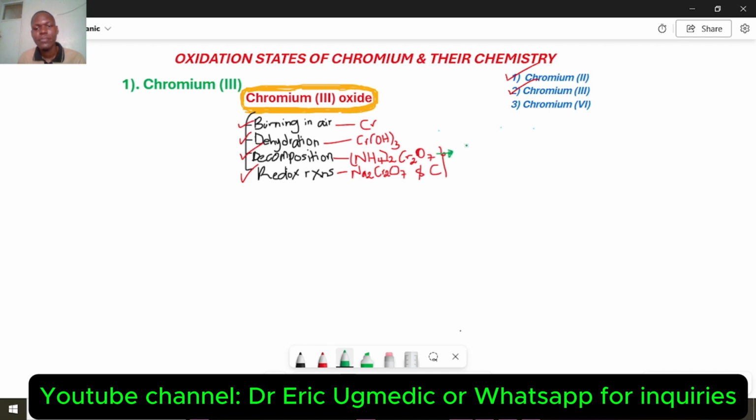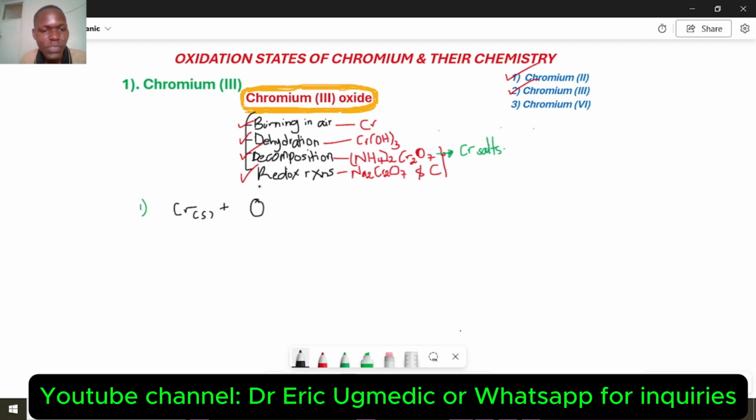The chromium salts, an example, chromium sulfate, chromium nitrate, you get? So also those will be decomposed to give us the chromium 3 oxide. So let's start with the first one, which is burning in air. So what will happen is that the chromium will be burnt in air, specifically oxygen. You can say it's burnt in oxygen to form the chromium 3 oxide. So you will have your chromium and then oxygen.